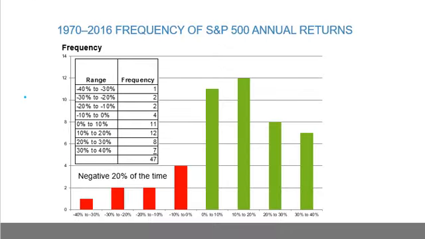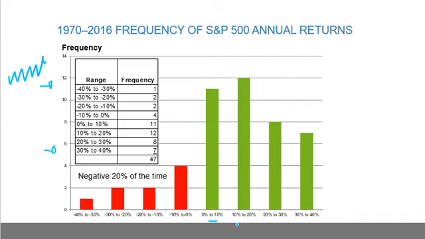So this slide is taking the exact same data from the previous slide, but instead of looking at the annual returns, what we've done is we've created a histogram. And how do we create a histogram? We take the data, we sort it from the most negative return to the most positive return. And then we create some categories.